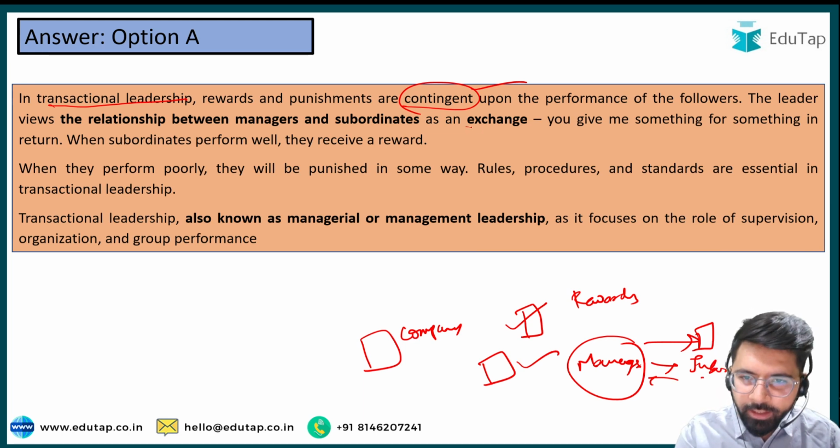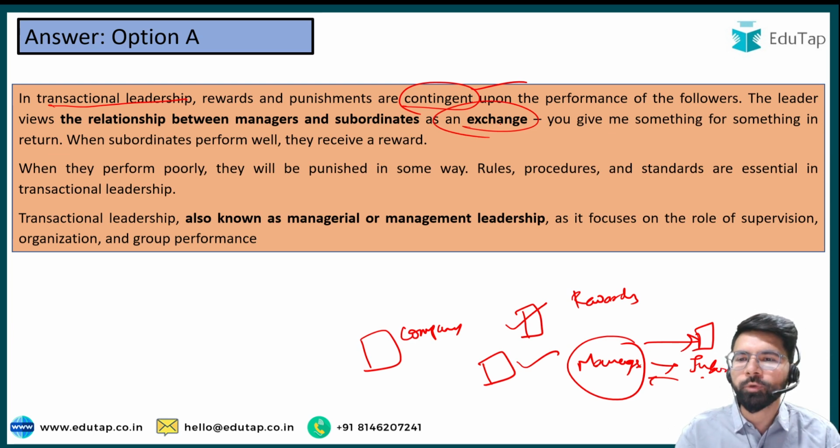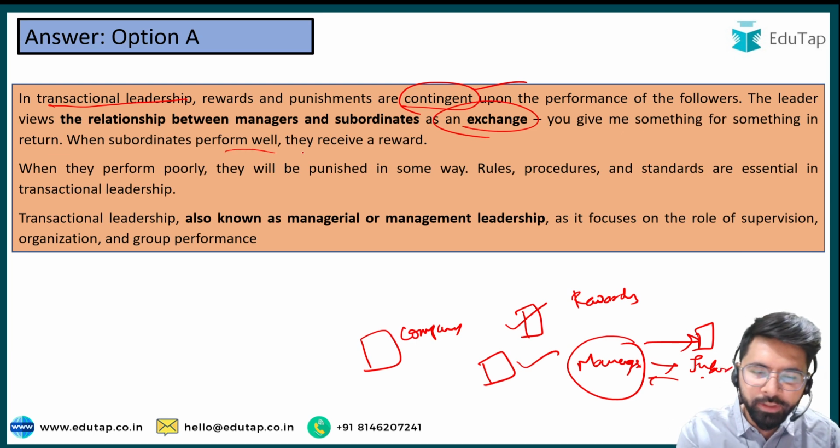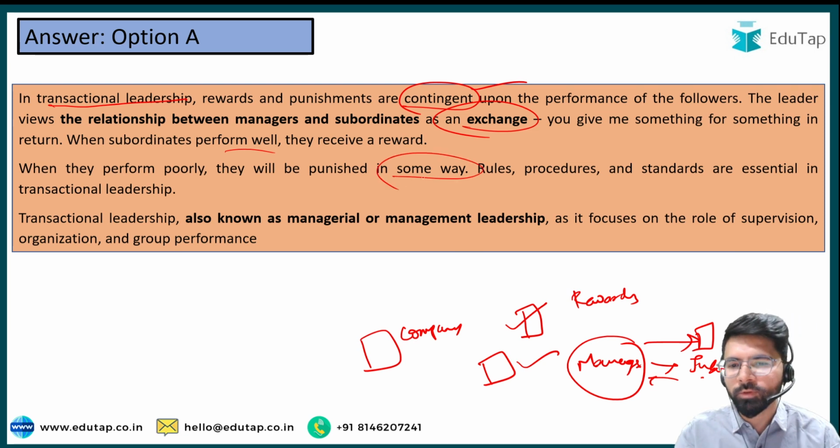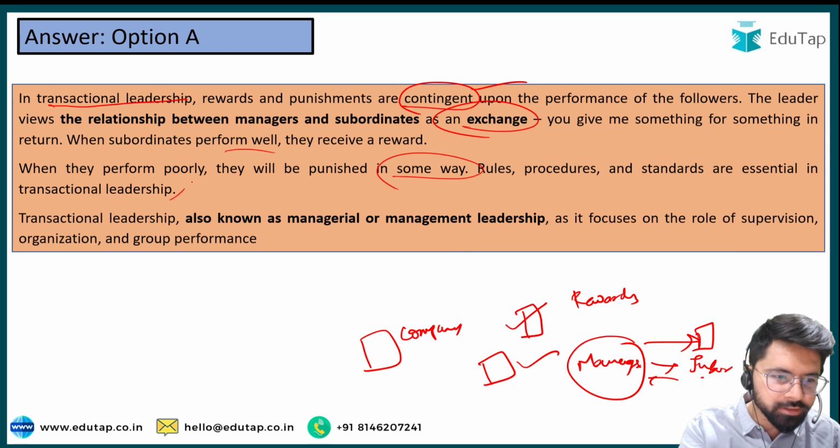So similarly, this is viewed as an exchange. You give me something for something, and when subordinates perform well, they receive an award. When they perform poorly, similarly they will be punished in some way. Rules, procedures, and standards are essential in transactional leadership.